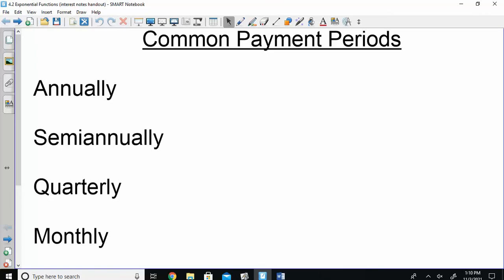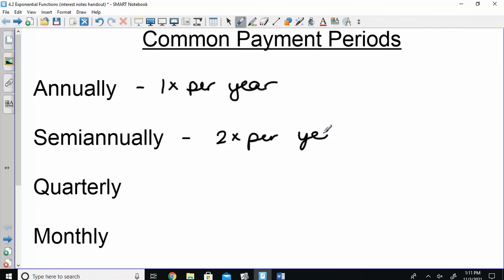So just some common terms. When we're talking about interest, if I say we pay annually, what does that mean? Okay. Semi-annually, 2 times a year. Quarterly, 4 times. Monthly, 12 times.